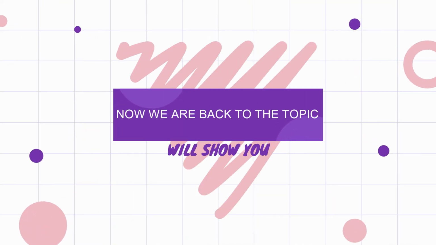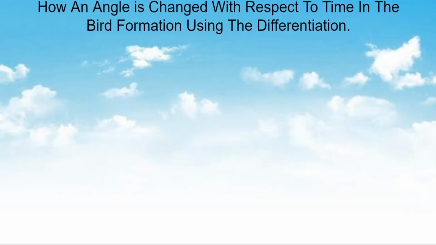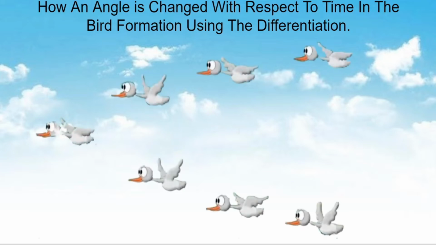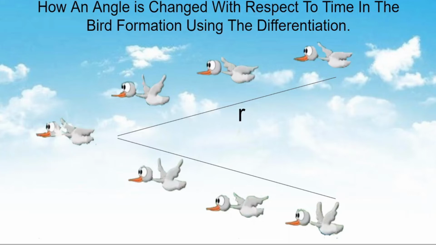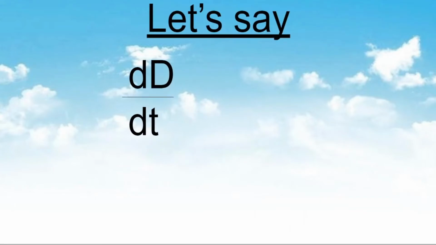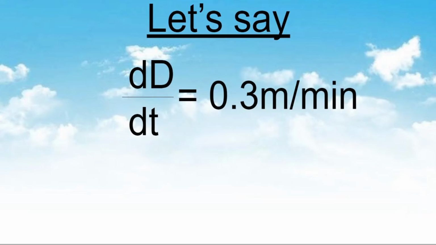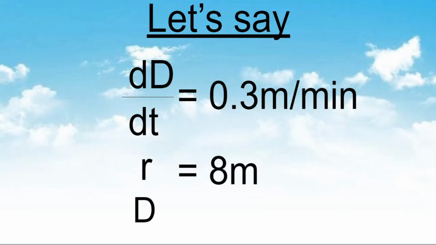Now we are back to the topic. We'll show you how an angle is changed with respect to time in the bird formation using differentiation. This is r, the distance between the last bird is represented as d, and lastly the angle theta. Let's say the change of d with respect to time is equal to 0.3 meter per minute. r is equal to 8 meter and d is equal to 4 meter.